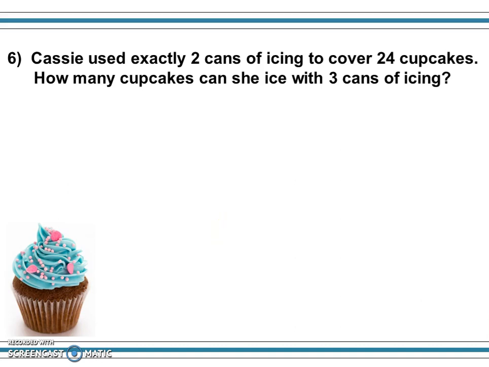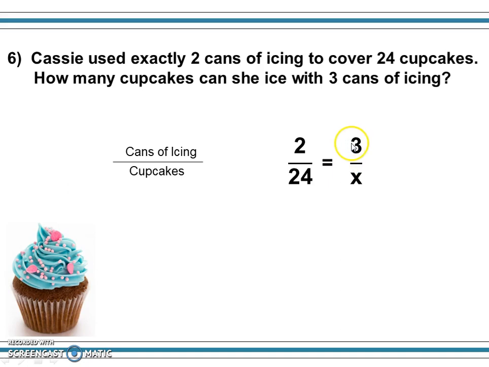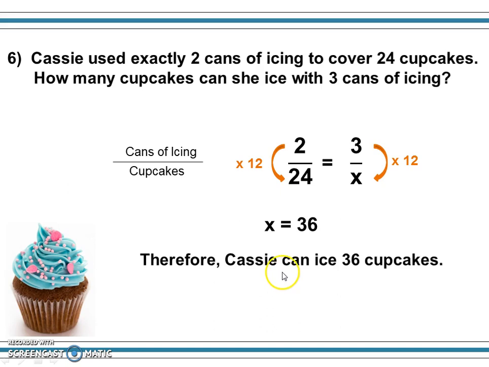All right, so hopefully you were making a comparison between how many cans of icing she had and how many cupcakes she was able to cover. So we know 2 cans of icing will cover 24 cupcakes. And so we know that she really has 3 cans of icing now. So if 2 can cover 24, then 3 can cover how many? I would use a vertical relationship here. I know 2 times 12 is equal to 24, and so 3 times 12 is going to give me 36. So she can cover 36 cupcakes.